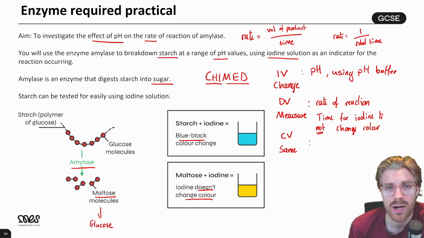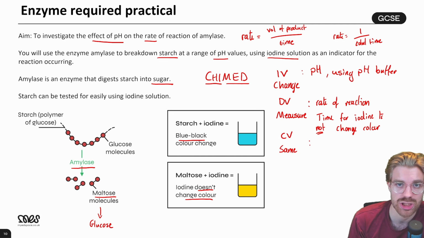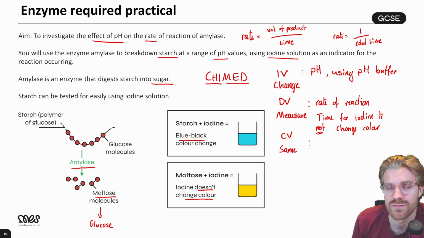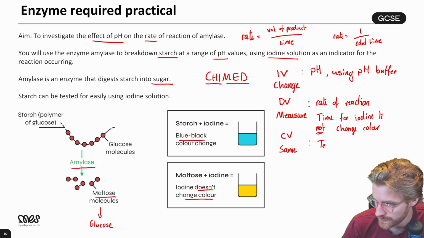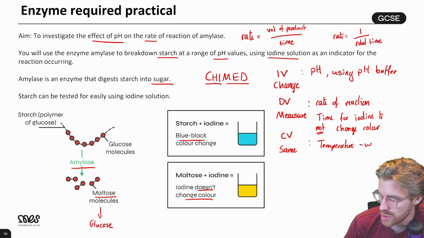And then we need to think about our control variables. Now, when you think about control variables, you need to think about anything else that will affect the rate of the reaction, or anything else that will affect the dependent variable. So what else could affect the rate of an enzyme-controlled reaction? Well, it could be the temperature. And how would we keep the temperature the same? Well, just like we did with the Benedict's test, we would use a water bath.